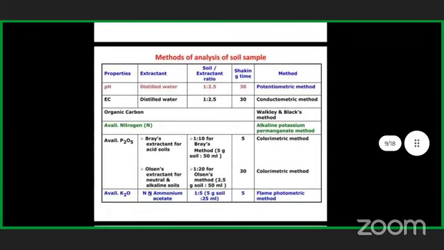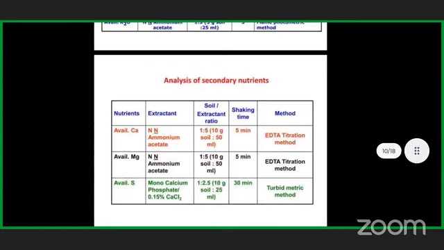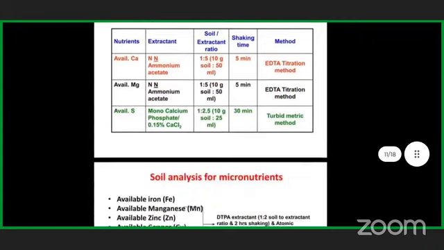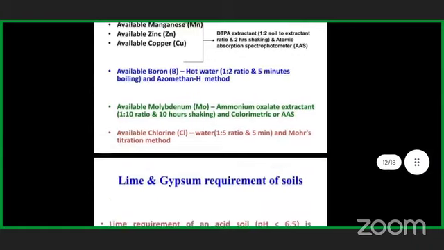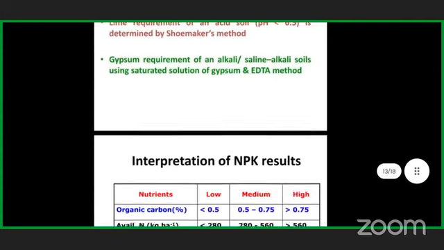Now, here are some methods for soil analysis, like pH, EC, organic carbon, available nitrogen, phosphorus, potassium, and all the macronutrients. I can explain them in detail also if you want to know. But there are some general methods through which we do this lab analysis for nutrient concentration, whether it will be the macronutrients, micronutrients, or also lime and gypsum.